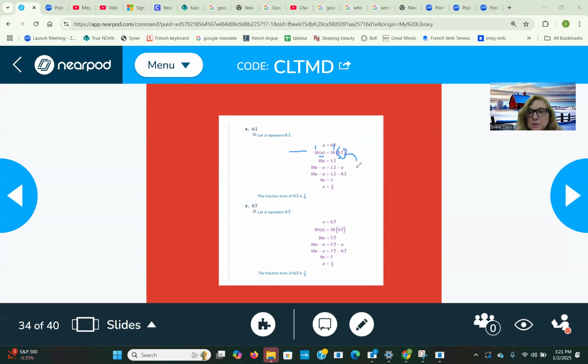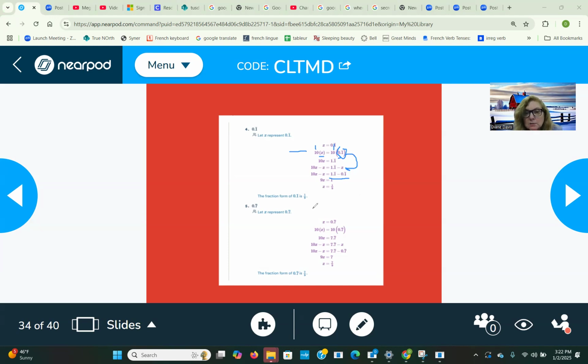Therefore, I can substitute 0.1 into x and actually do something with it, which is subtract it. When I subtract 0.1 from 1.1, I'm left with just 1. Now I have 9x equals 1. Solve for x by dividing both sides by 9, and x is equal to 1/9. And I have changed my repeating decimal into a fraction, which was the goal and objective.